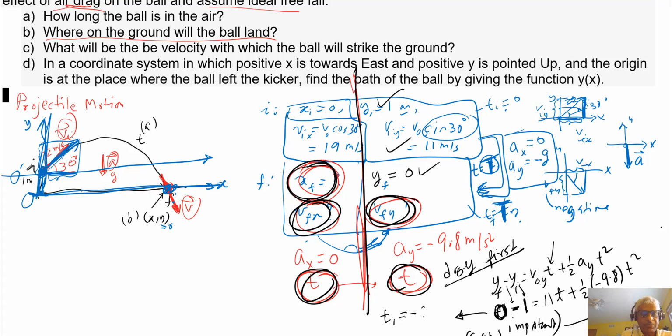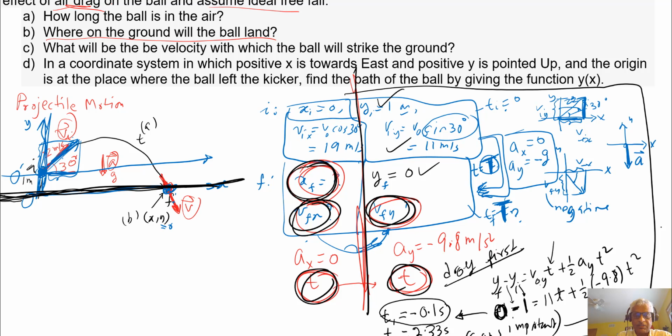So we need to figure out this distance, xf minus x0. Well, if I knew this velocity, then I can average the velocity and multiply by t. But because acceleration is 0 in this direction, that means velocity didn't change in that direction. So if I use v final x equals v initial x plus axt, this will be 0.